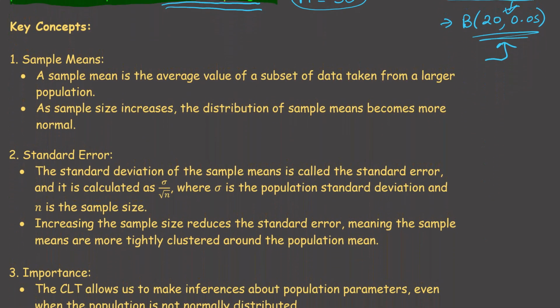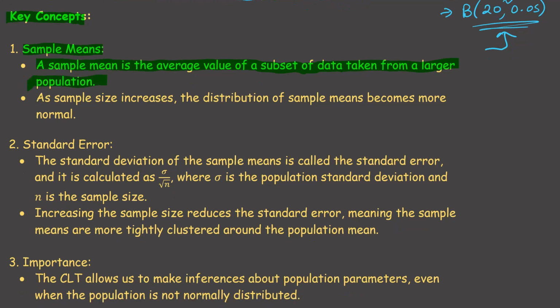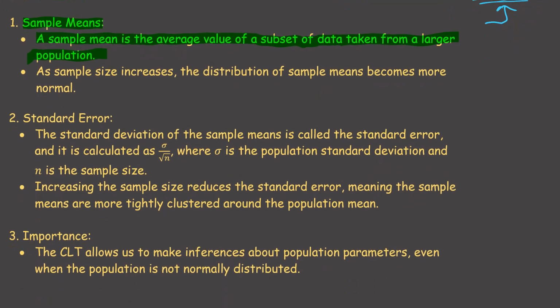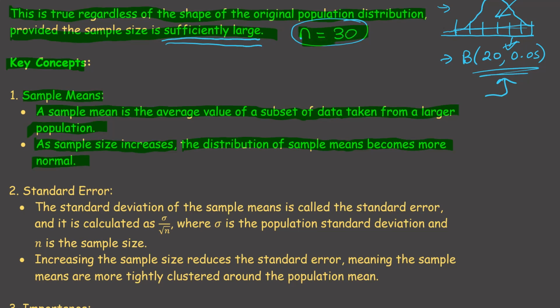So let's just go quickly through the key concepts here. So the key concepts are sample means. A sample mean is the average value of a subset of data taken from a larger population. So instead of measuring the height of everybody in the class, we just take a sample and we use that to approximate the population parameter. As sample size increases, the distribution of sample means becomes more normal. And that's the n thing that we were talking about just now.